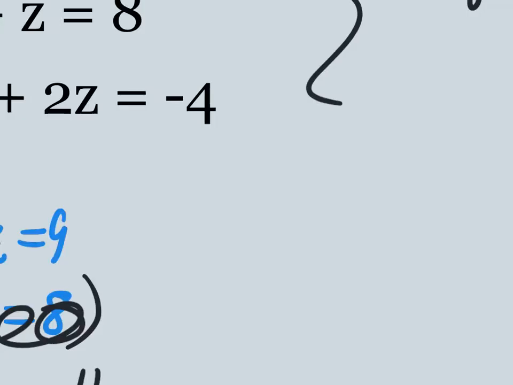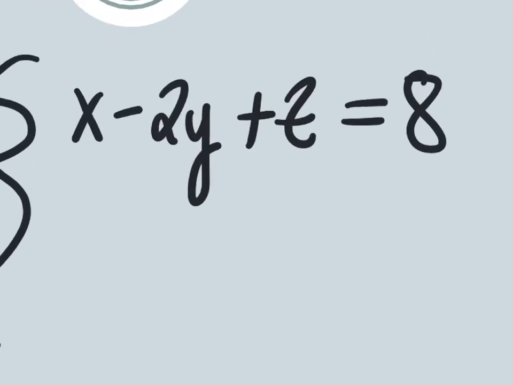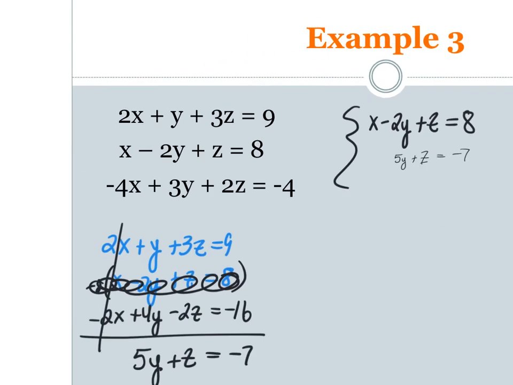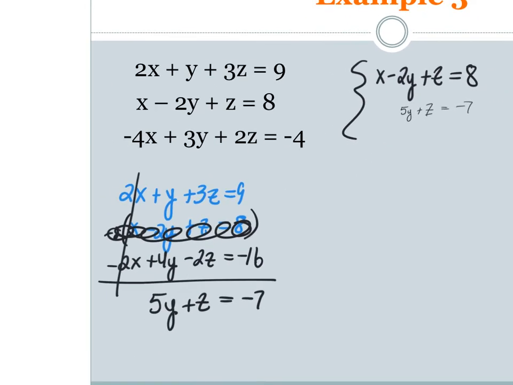So I'm going to write 5y plus z equals negative 7. Was that it? Check again, make sure. Okay, so I want my second equation to have two letters, y and z. What do I want my third equation to say? Just z. So that means I have to do two sets of elimination.